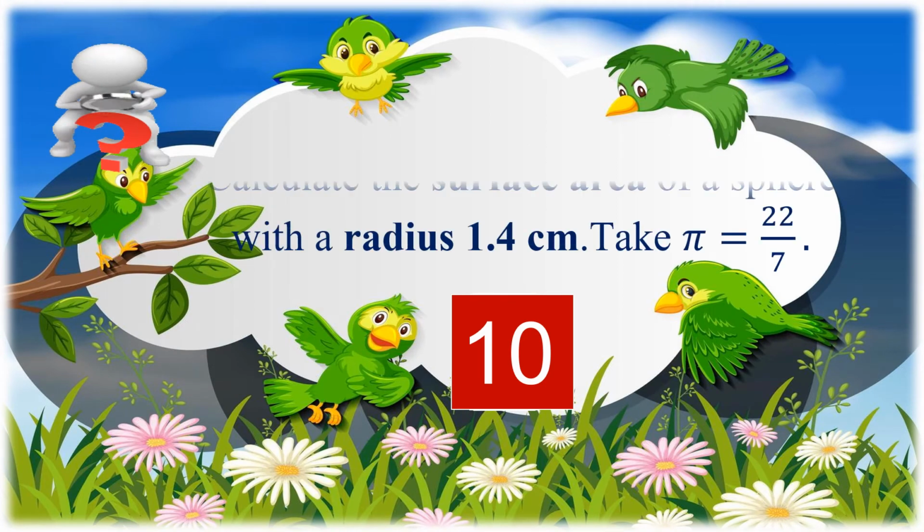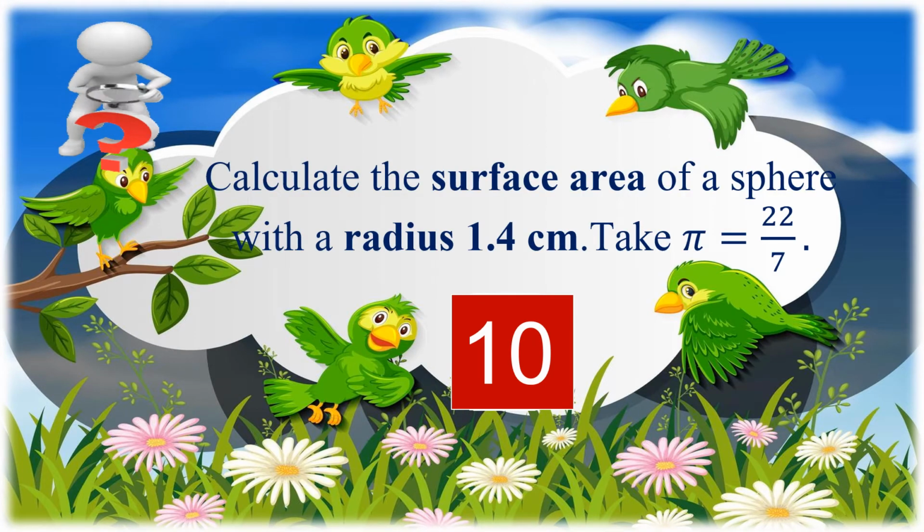Now let us have a short quiz. Let us read together the problem. Calculate the surface area of a sphere with a radius of 1.4 centimeters. Take pi equal to 22 over 7. I will give you 10 seconds to answer this one. Timer starts now.